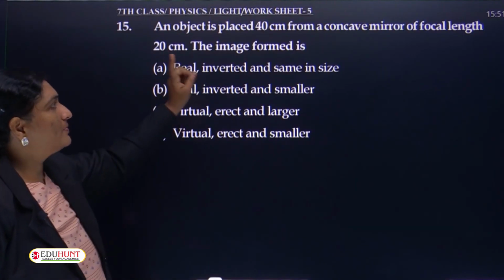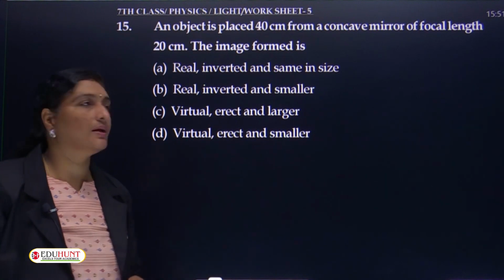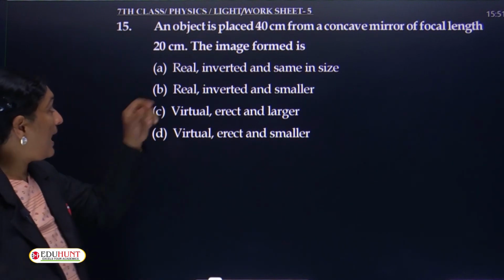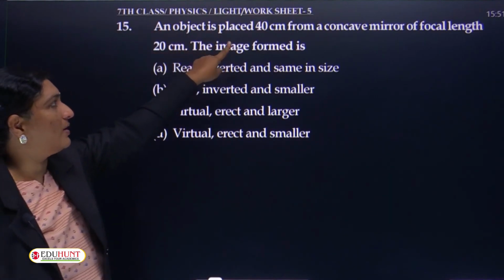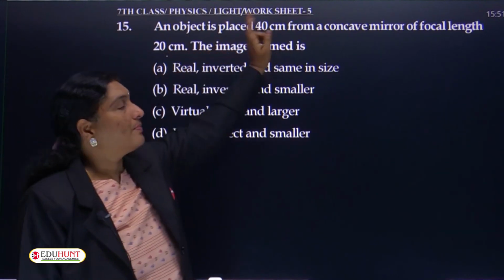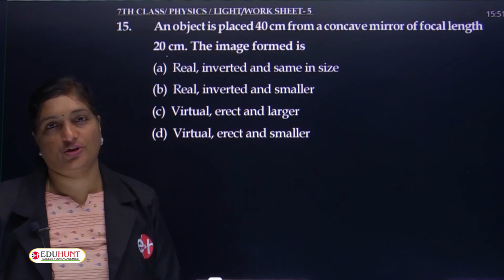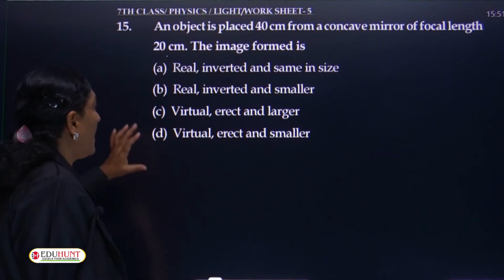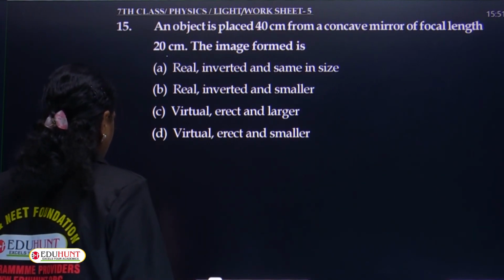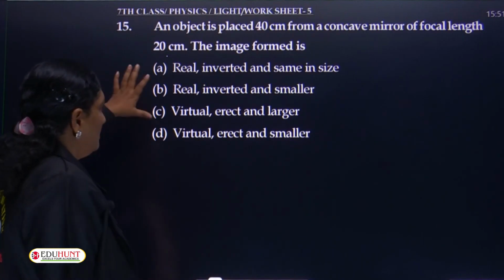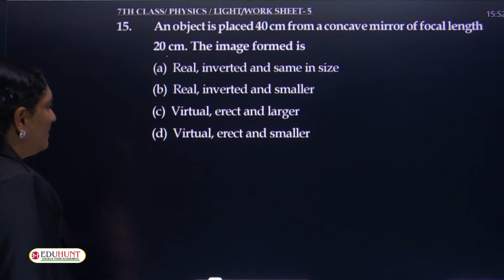So what is the mirror? Concave mirror they are using. And where is the object? Object is at a distance of 2 times the focal length. F is 20, object is 40. So the object is placed at the radius of curvature. Whenever an object is placed at the radius of curvature, children, remember one thing: you will be getting a real image only.